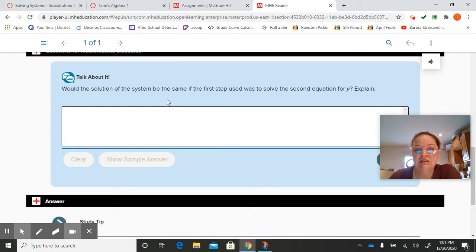Would the solution of the system be the same if the first step used was to solve the second equation for y? Explain your answer. Make sure you put this down into your notes because it will come up later on our Canvas page.